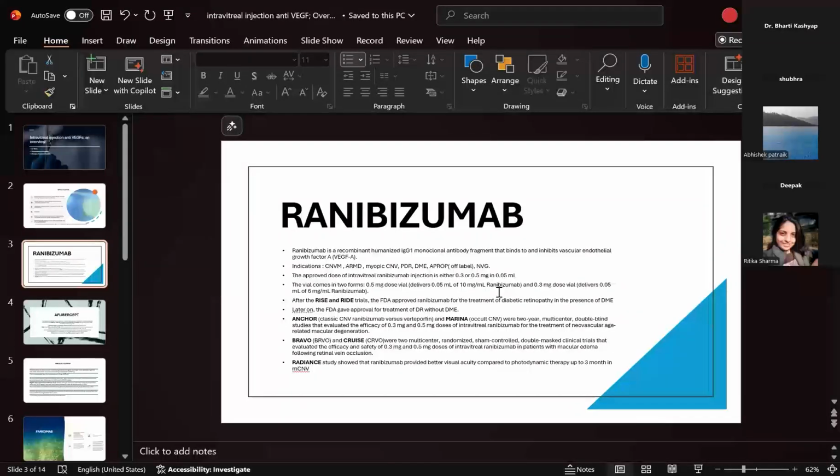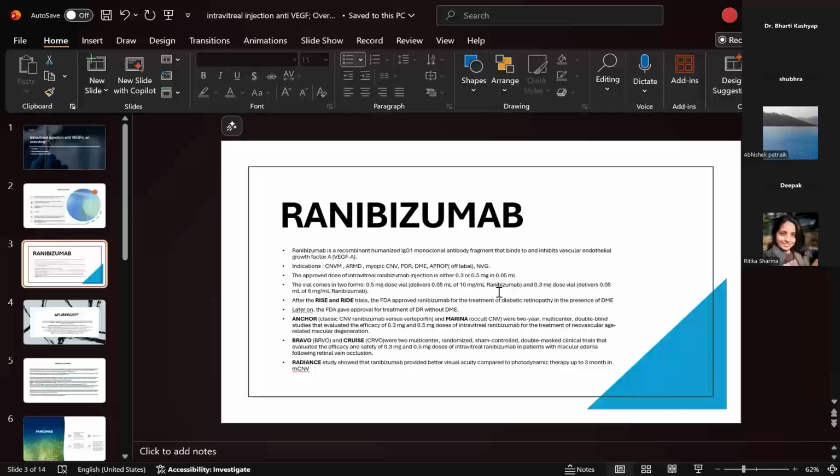There were a lot of trials. I will name the most important ones and what they resulted in. The RISE and RIDE trials allowed FDA approval of ranibizumab for treatment of diabetic retinopathy in the presence of DME. Later on, FDA even approved it for the treatment of PDR without any DME. The ANCHOR trial was ranibizumab versus verteporfin for classic CNV, and the MARINA trial examined occult CNV with ranibizumab versus sham injections. They were 2-year multi-center double-blind studies that evaluated the efficacy of 0.3 mg and 0.5 mg doses of intravitreal ranibizumab for the treatment of NAMD.